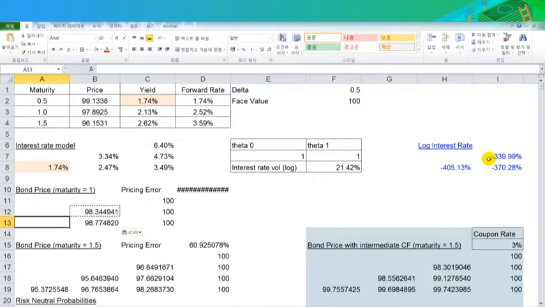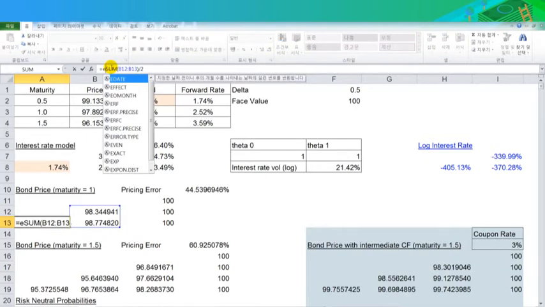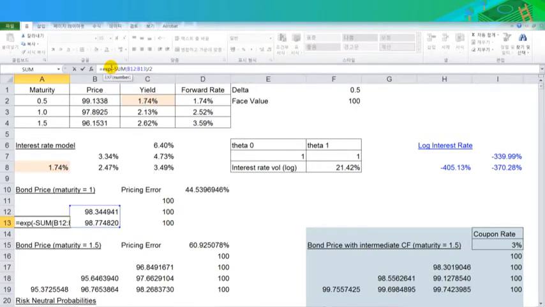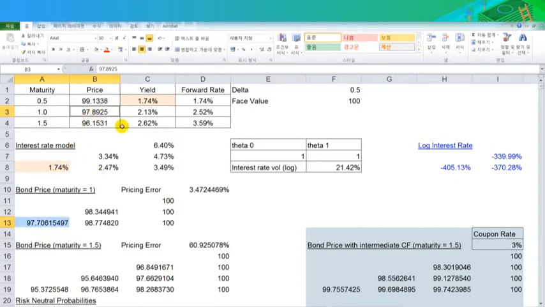Now here, we can calculate the expected value. Expectation is straightforward because in BDT model, the risk neutral probability is already 50%. So we add these two, divide by 2, then we have expected value, and we have to discount it back today. So we can multiply exponential of minus 1.74% multiplied by delta, parenthesis, done. So it's a bond price.